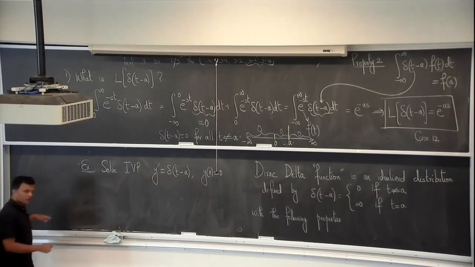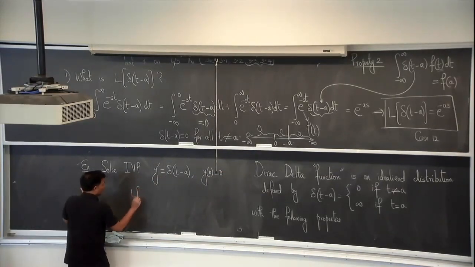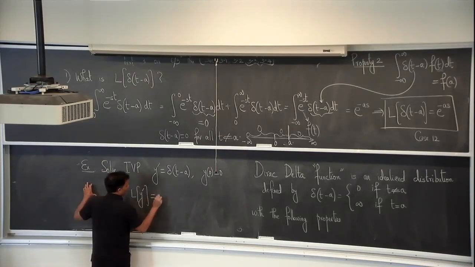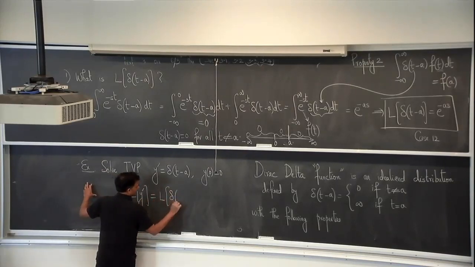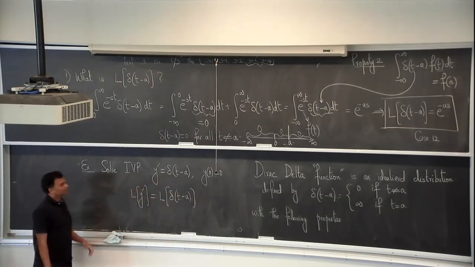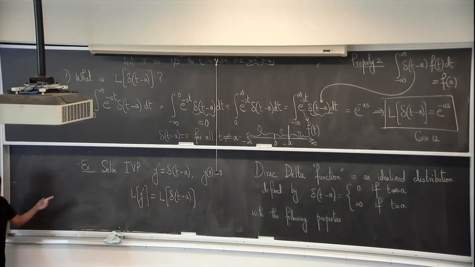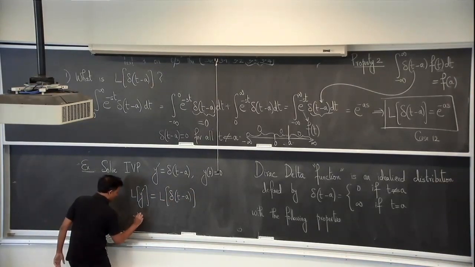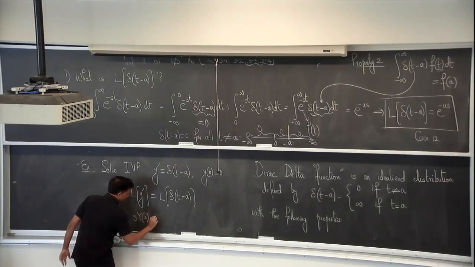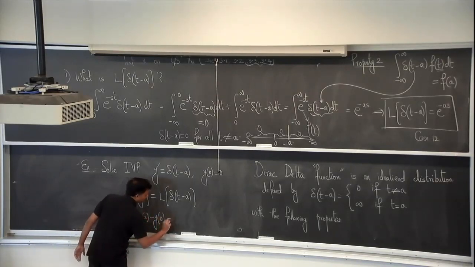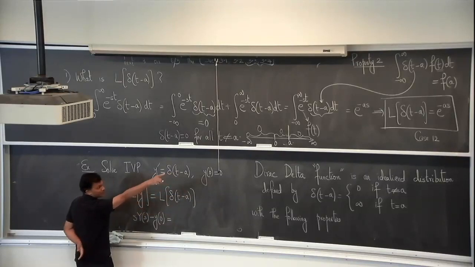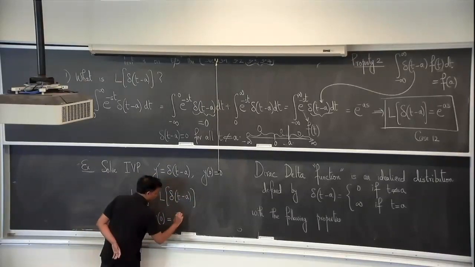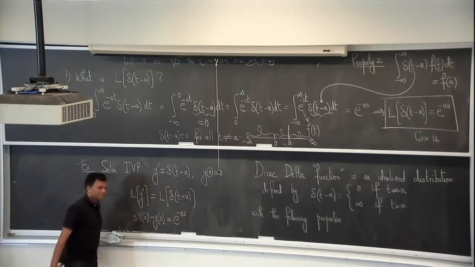Well, let's just solve it using Laplace transform. So L of y prime equal to L of delta of t minus a. It's the first derivative, it's not y double prime, so things are a little bit easier here. So it's s times Y of s minus y of 0 equal to what I just wrote there, case number 12. That's going to be e to the power of negative as.